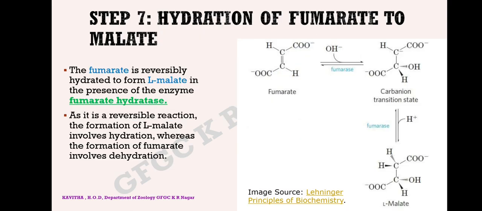Next is the hydration of the fumarate to malate. Hydration and dehydration processes are taking place. So here what happens? Fumarate hydratase, or fumarase, is the enzyme that is involved. So now there will be a transition stage of fumarate, that is a carbanion transition state, and fumarate will in this step be converted into malate. It is a hydration process. A water molecule is going to be added. This is again a reversible reaction.